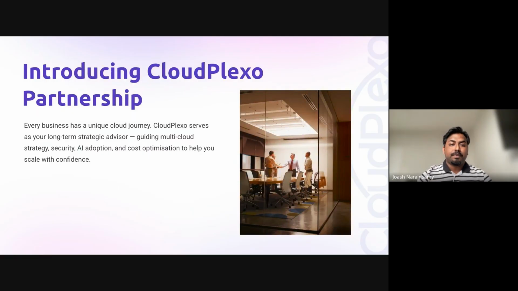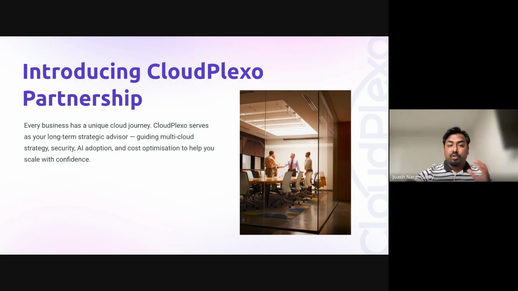So everything we've discussed today sounds straightforward in principle. You improve visibility, you strengthen governance, you automate where it makes sense, and you continuously optimize. But if it was that easy, every organization would already be doing it. The reality is that every business is different. Some organizations are taking their first steps in the cloud. Others are managing hundreds or even thousands of cloud resources across multiple regions and multiple cloud providers.